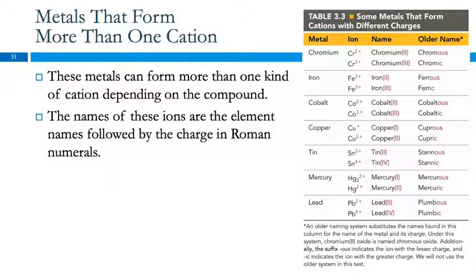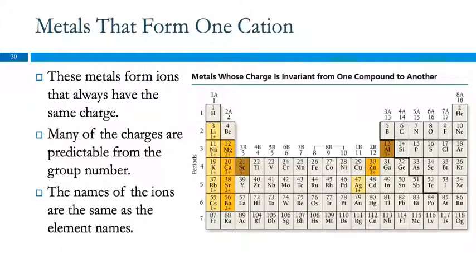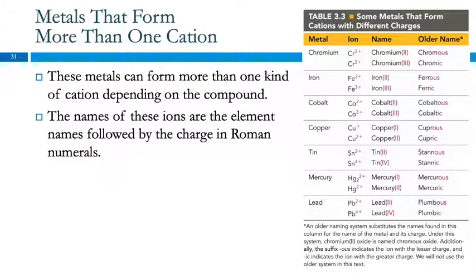So, there are other elements. Anything that's not one of those can form more than one ion. I guess I should back up here. The name of the ions is just the same as the element name. So, aluminum, the ion Al3+ is just aluminum ion. And Na+ is sodium ion. Because there's only one kind and we know what the charge is. All the other metals can form more than one kind of ion. And so then their name has to tell us which ion they are.